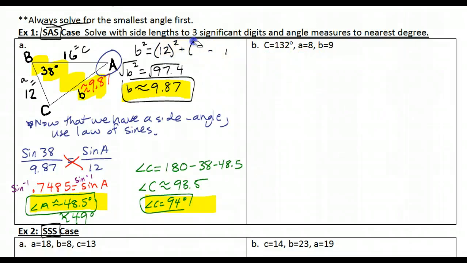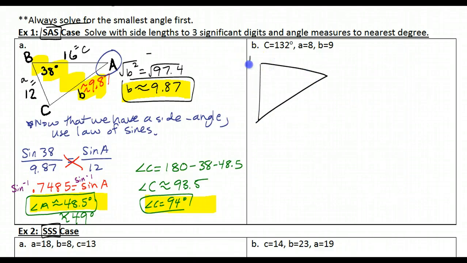All right. Anyways, first thing I want to do if I'm not given a picture for example 1B here is draw a quick sketch. And I by any means do not draw these to scale. I'm just kind of sketching in some stuff. So I am given that C is 132 degrees, side A is 8, side B is 9. Okay, because angle C is the angle I know, I have to solve for side C first.